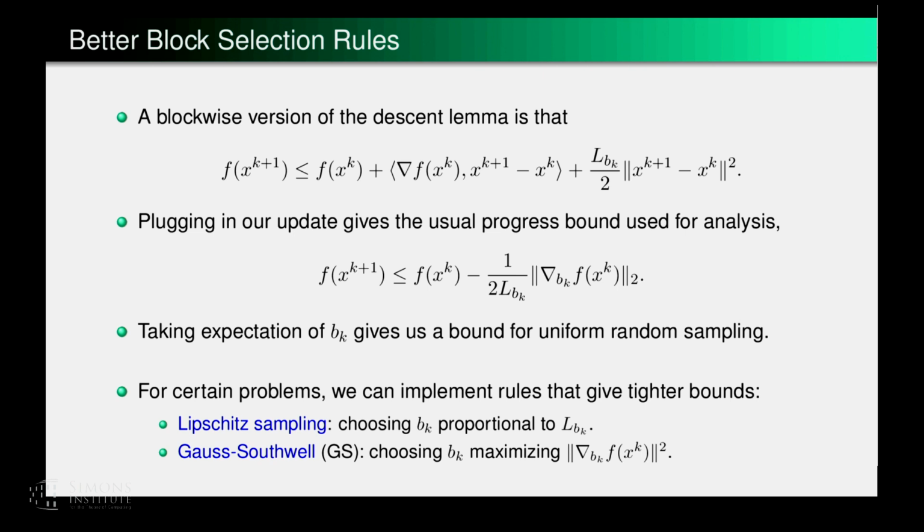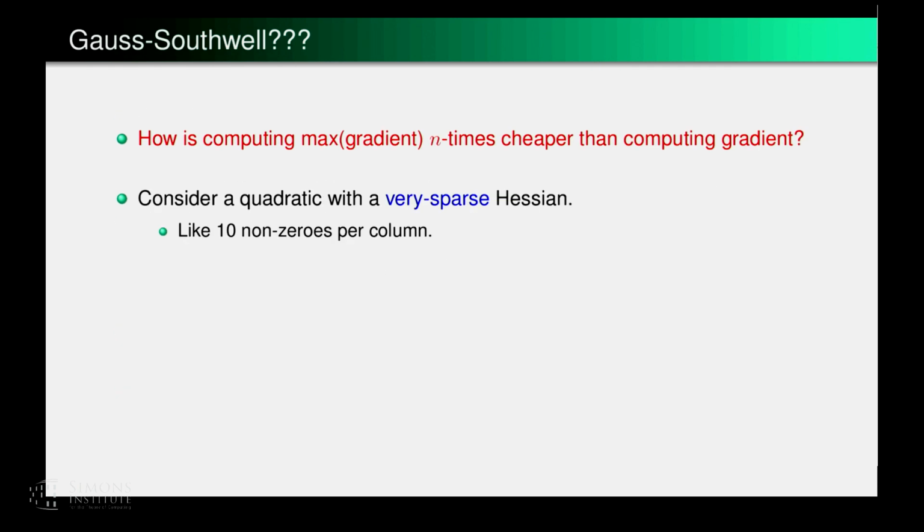Another thing you could do is called Gauss-Southwell, where we choose the block maximizing the norm here. So if you look at this bound, if I make this norm as big as possible, then I can, in some sense, expect the most progress if all the Lipschitz constants are similar. Now, when you first see this, this looks really strange. How can I compute the max of the gradient n times cheaper than the gradient?